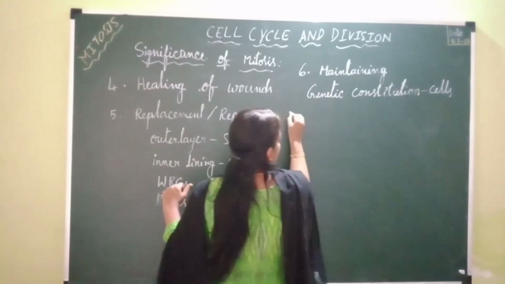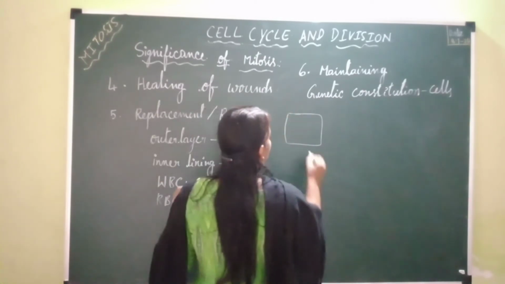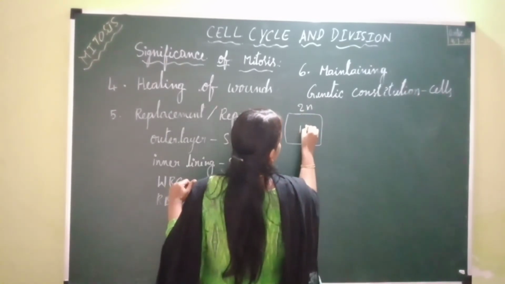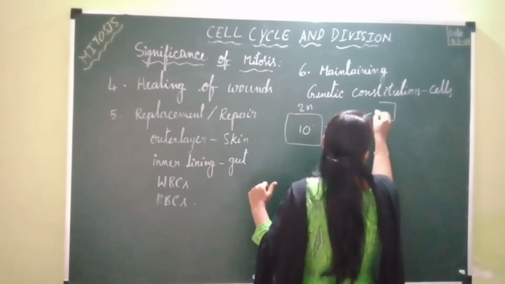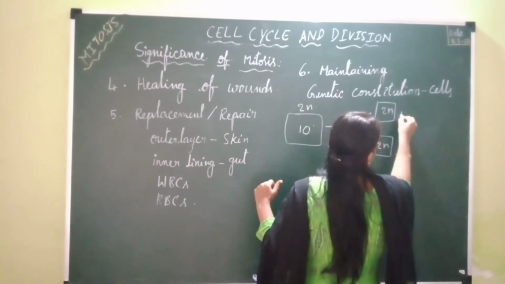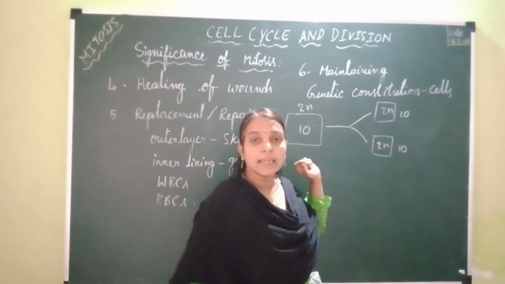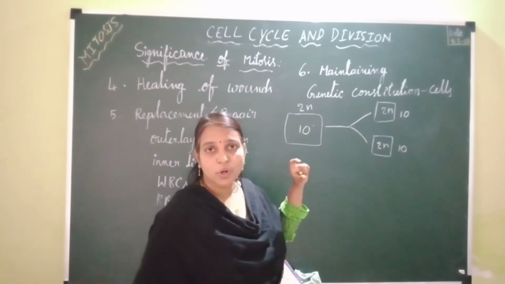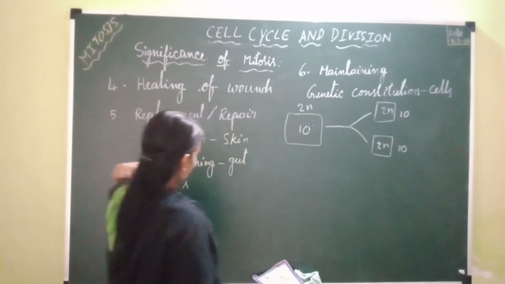Let's say this is a parent cell which undergoes mitotic division. This parent cell is diploid, with 10 chromosomes. After undergoing mitosis, it results in the formation of 2 daughter cells. Each daughter cell is diploid, with 10 chromosomes. The genetic material present in these daughter cells is exactly similar to their parent cell, and hence the genetic constitution of cells is maintained. So this is one significance.